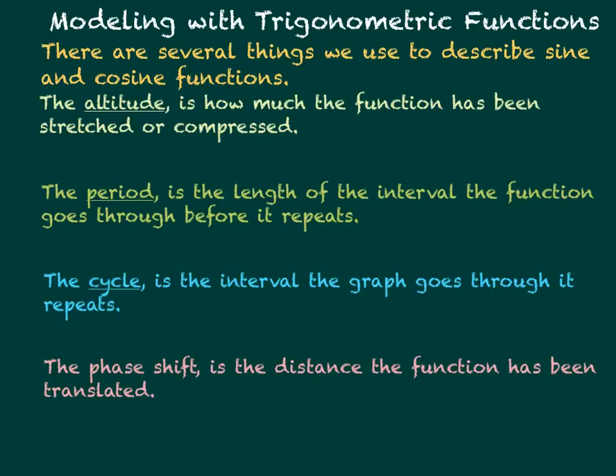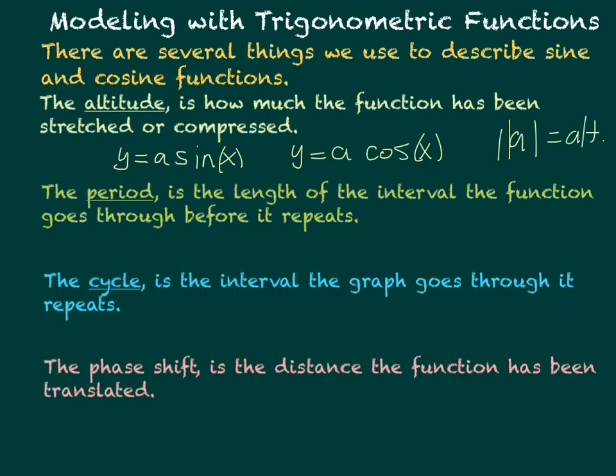Modeling with trigonometric functions. There are several things we use to describe sine and cosine functions. The altitude is how much a function has been stretched or compressed vertically. How tall is it? So how that's going to look is we will have the function y equals a times sine of x, or we will have y equals a times the cosine of x. The absolute value of a would be your altitude.